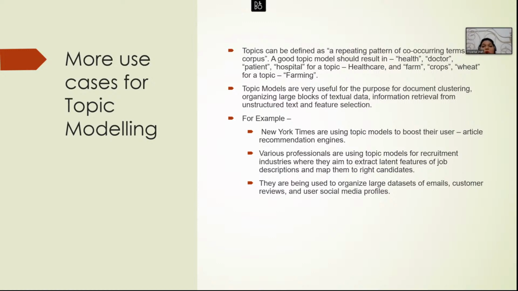Okay, so when we talk of a good topic model, it should give me terms like health, doctor, patient, and stuff for the healthcare topic or healthcare segment. Okay, and in the same way farm, crop, wheat for a farming related topic. So the documents which are talking of farm things or crops or soil should be segregated together. Text which is talking of health related things should be segregated together, and so on and so forth. Okay.